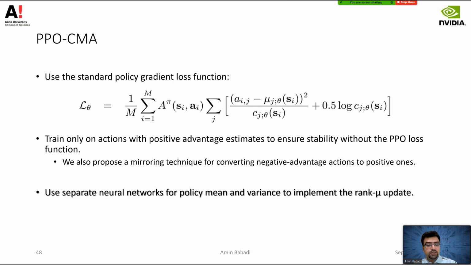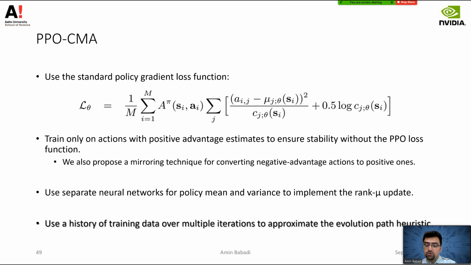The second idea was to use separate neural networks for policy mean and variance to be able to implement the rank mu update of CMA-ES, meaning to be able to update the variance before the policy mean. Finally, to approximate the evolution path heuristic of CMA-ES, we use a history of training data over multiple past iterations to be able to find a direction between iterations if there is one.